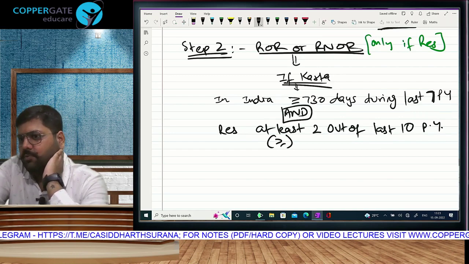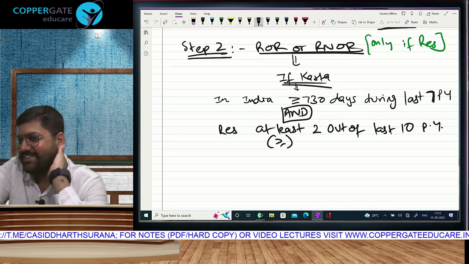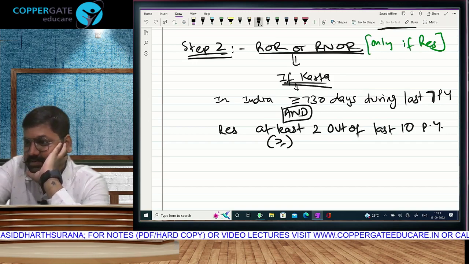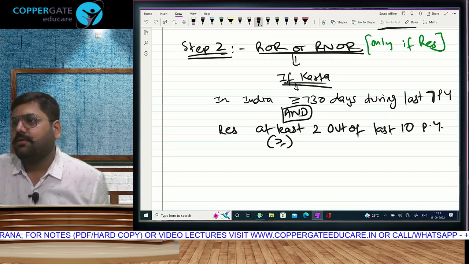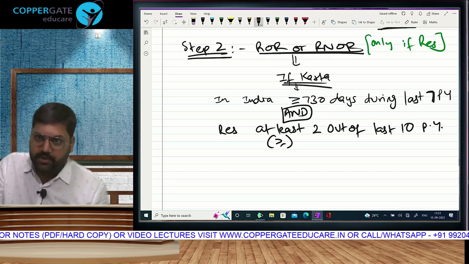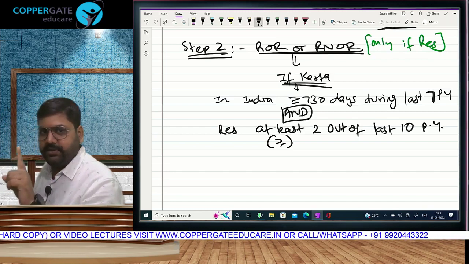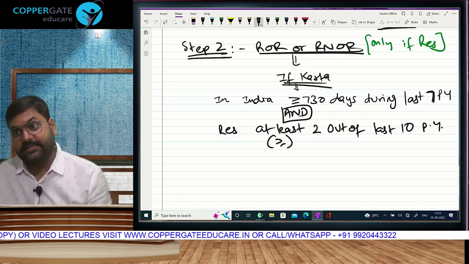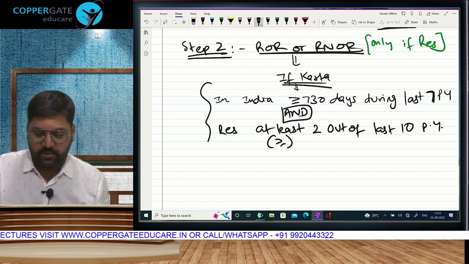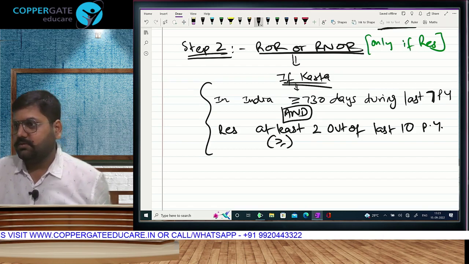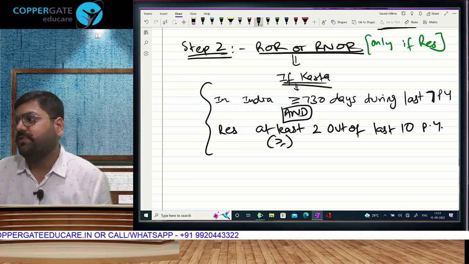As an individual, for the karta, when you determine his residential status, first you will check resident or non-resident. If he is resident, you perform step number 2 for his ROR or NOR. Same 2 conditions. For HUF's ordinary and not ordinary also, we will check the conditions of the karta.